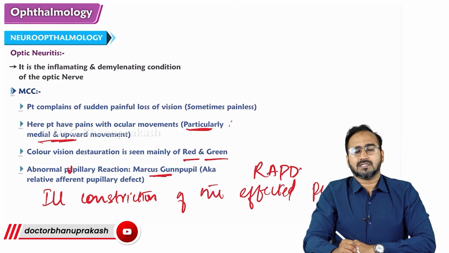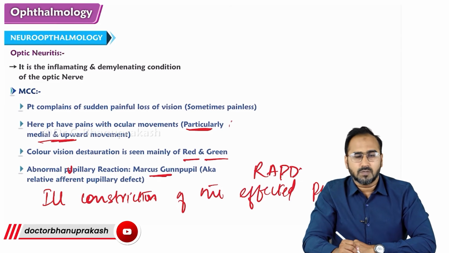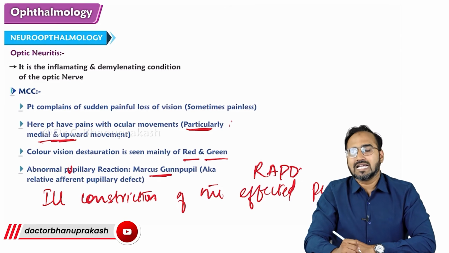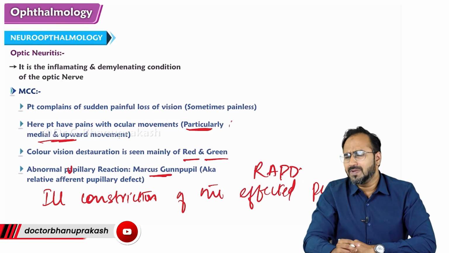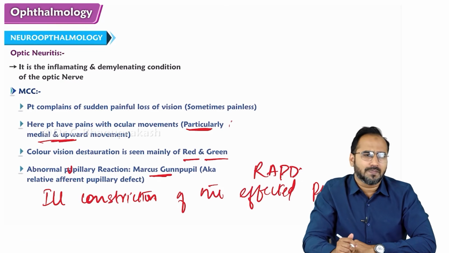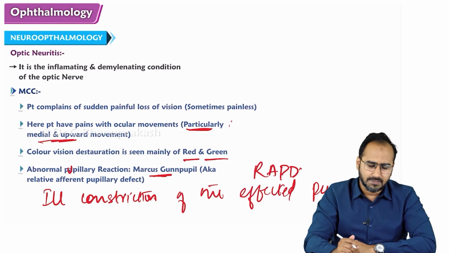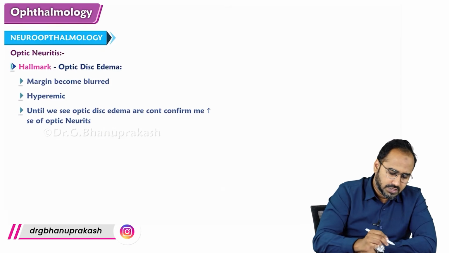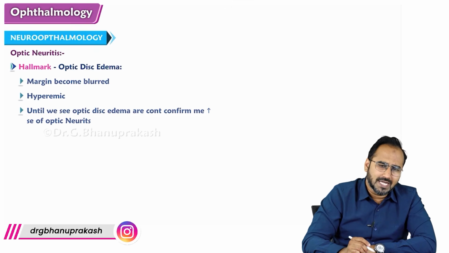Marcus Gunn pupil is what, guys? Ill constriction of the affected pupil is called Marcus Gunn pupil. That is, basically the pupil is not getting constricted even though you pass a light. That is Marcus Gunn pupil.